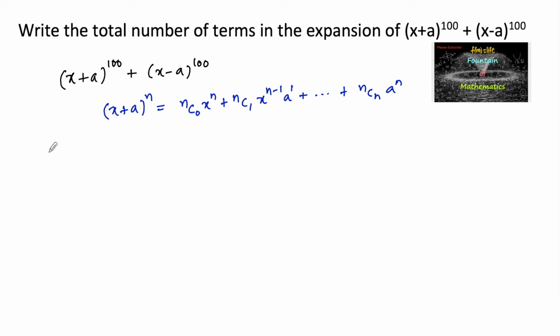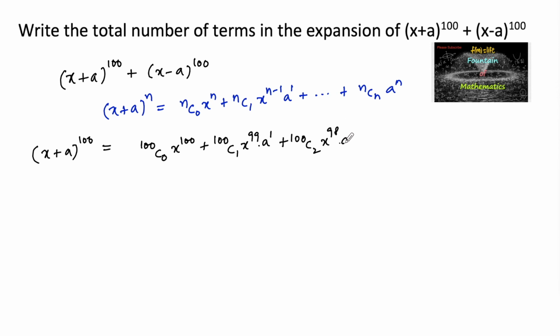So we can write here (x + a) to the power 100 is equal to 100C0 x^100 + 100C1 x^(100-1), that is 99, into a^1, plus 100C2 x^(100-2), that is 98, into a^2, plus and so on, 100C100 a^100.